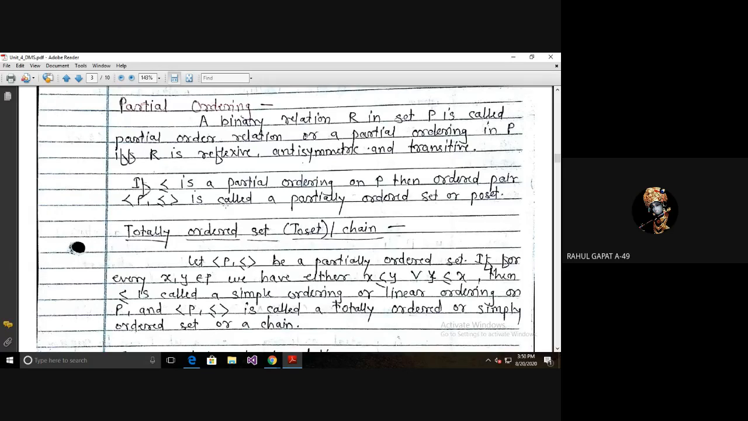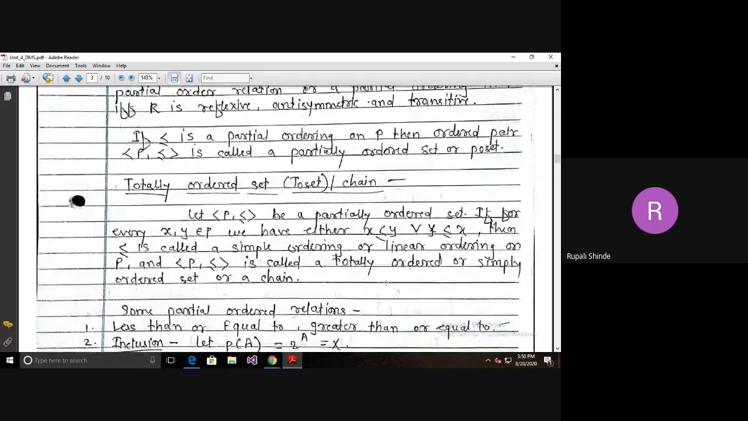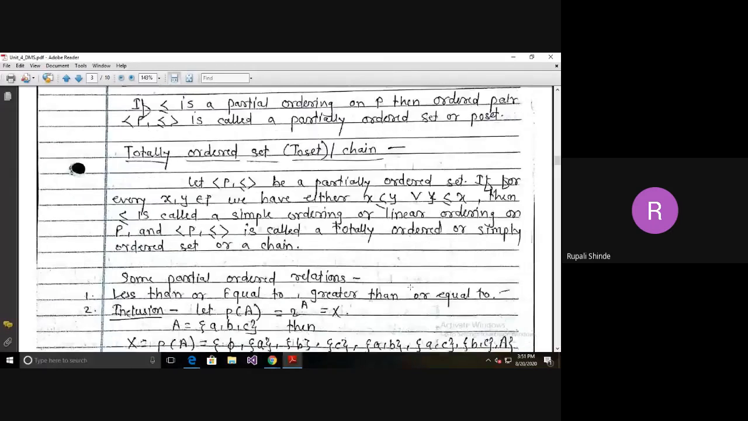Yes ma'am. Okay. Now we have to see what is a toset. A set which is partially ordered, and if all the elements are in one line, we call it a toset, that is totally ordered set. A toset means a chain. All the elements are placed in a sequence. One by one elements will be placed. So it forms a chain. So this is called as toset.